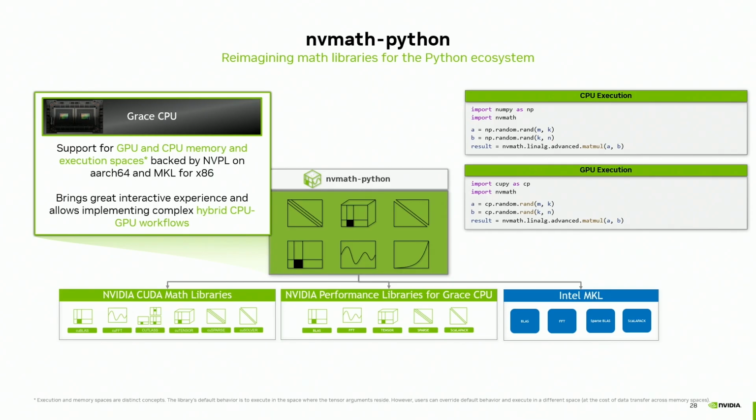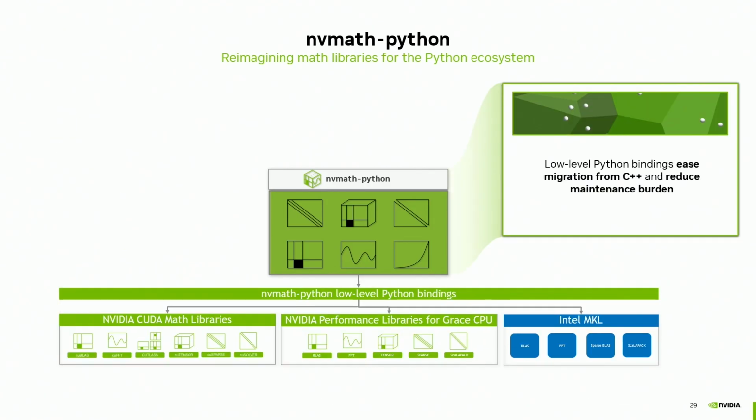Earlier, I mentioned NVPL, or our CPU NVIDIA performance libraries. I just want to reiterate here that NVMath Python also provides support for both GPU and CPU memory and execution spaces, which are backed by our NVPL libraries. Now, the low-level Python bindings in NVMath Python can ease the migration that you have from C++. It also reduces the maintenance burden on your projects.